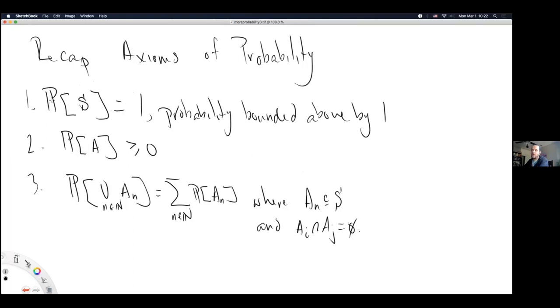If your function applied to the entire sample space is equal to one, then you may have a probability function. It would also have to fit these other two requirements. But if you have some set function applied to a sample space and it does not equal one, then you immediately don't have a probability function. Okay, some good questions. What else we got?